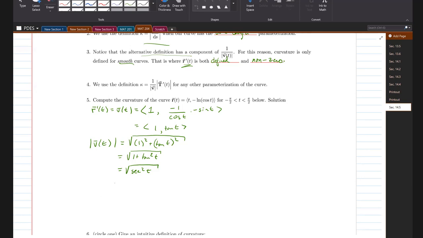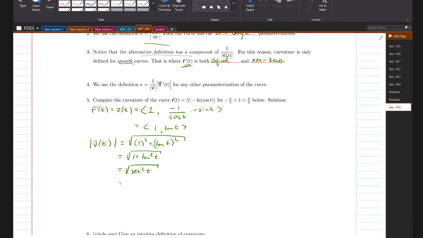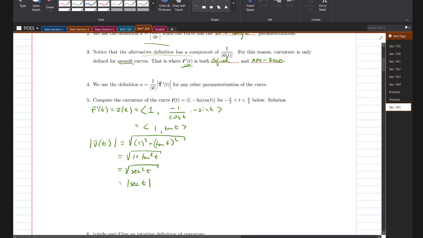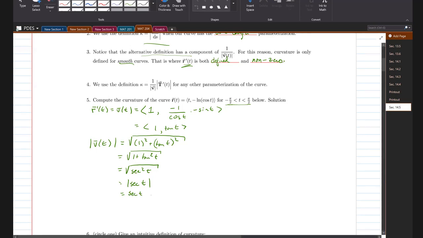Folks, normally when you take the square root of an expression that's been squared, you have to write it with the absolute value of secant of t, right? But we assume this is only for t values between minus pi over 2 and pi over 2. On that interval, our secant function is always positive, so I can just go ahead and drop the absolute value, because secant of t is positive on minus pi over 2 to pi over 2.